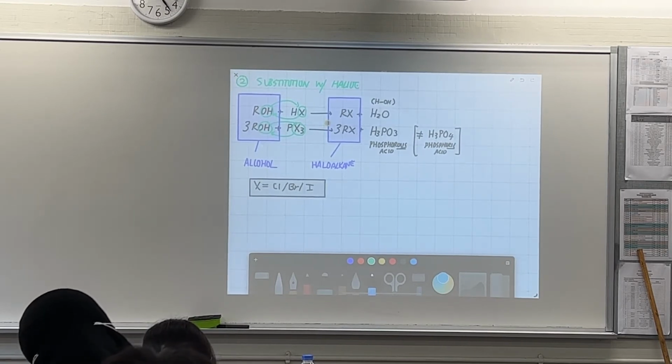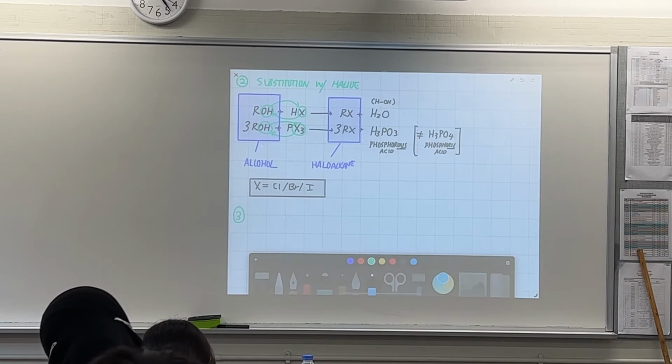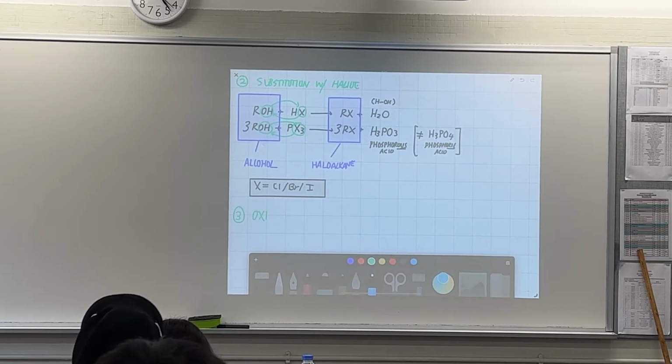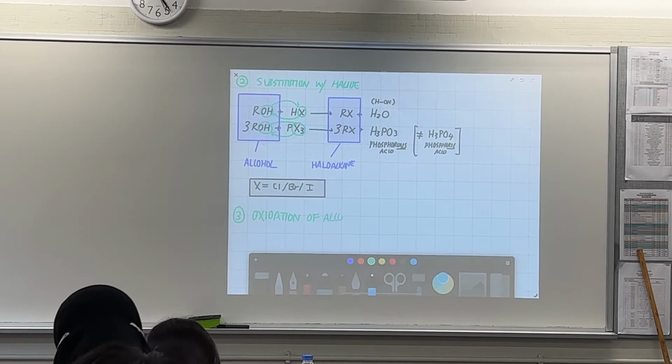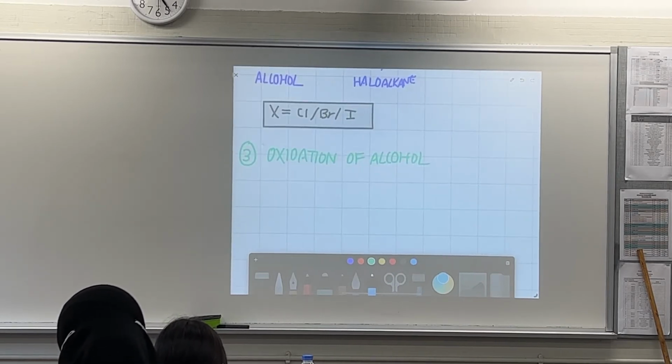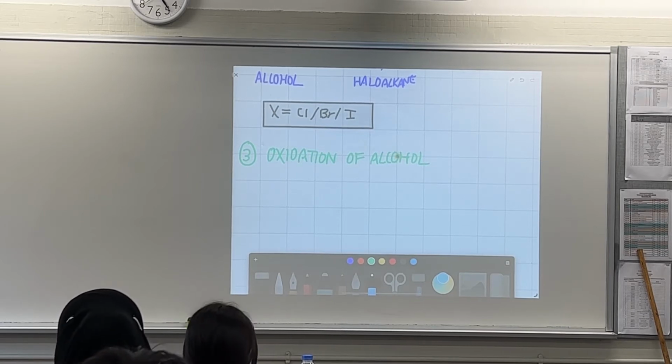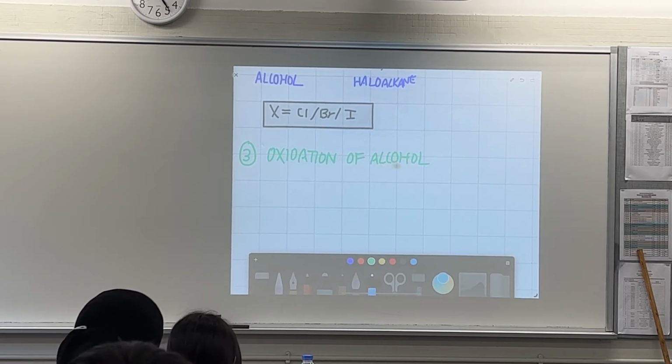That's all. The third and last reaction is the most important reaction of alcohol: the oxidation of alcohol. Remember earlier we discussed the different classes of alcohol. How many different classes of alcohol are there? Three. And you should remember that I said the fate of these different types of alcohol is different depending on the class.